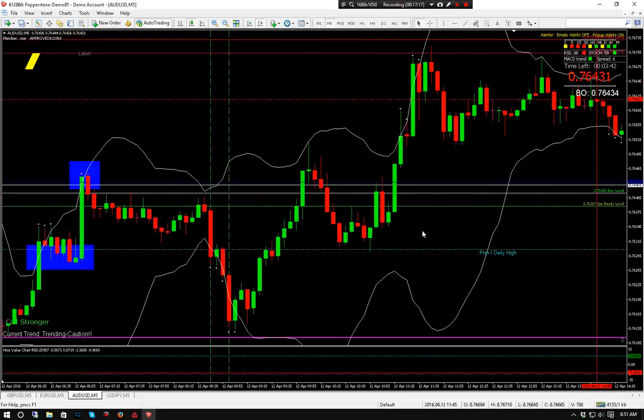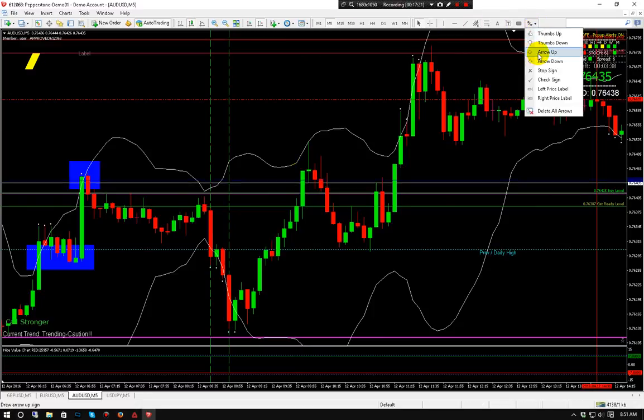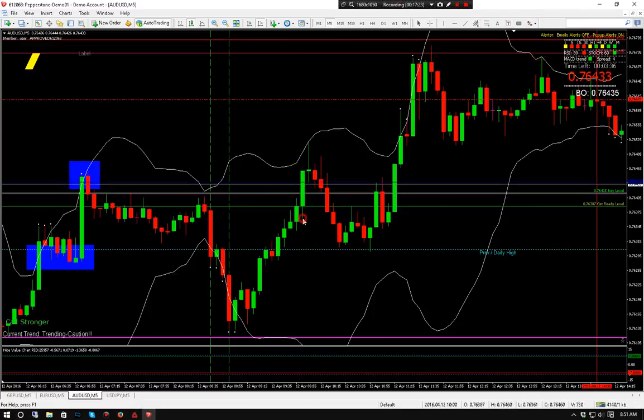So let's keep going. Now, what do we have here? Anyone? What is this candle? You should be watching out for this every damn time if you're going to get into a reversal trade.